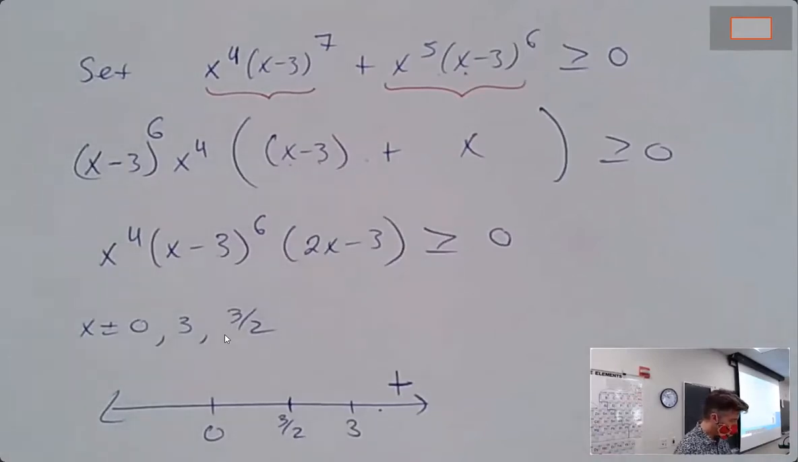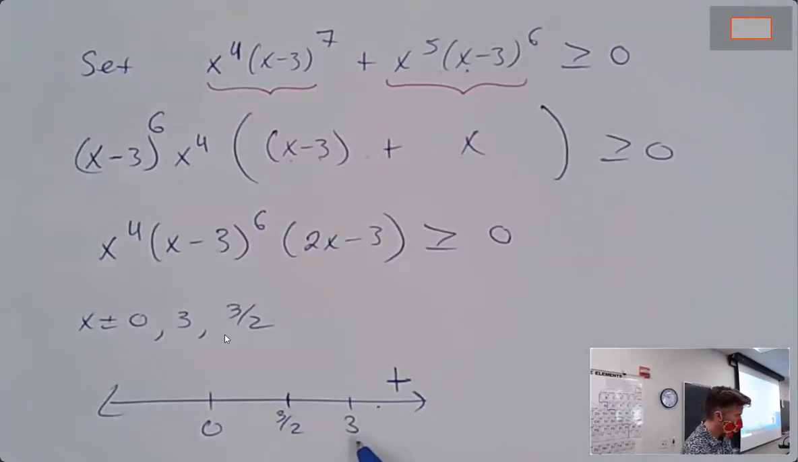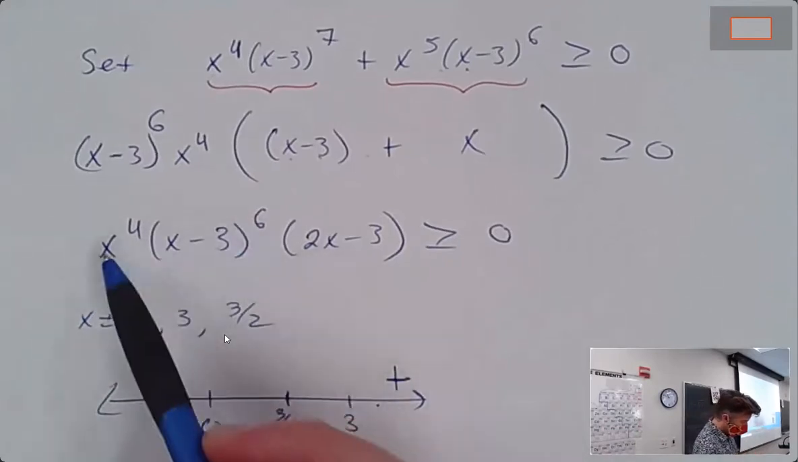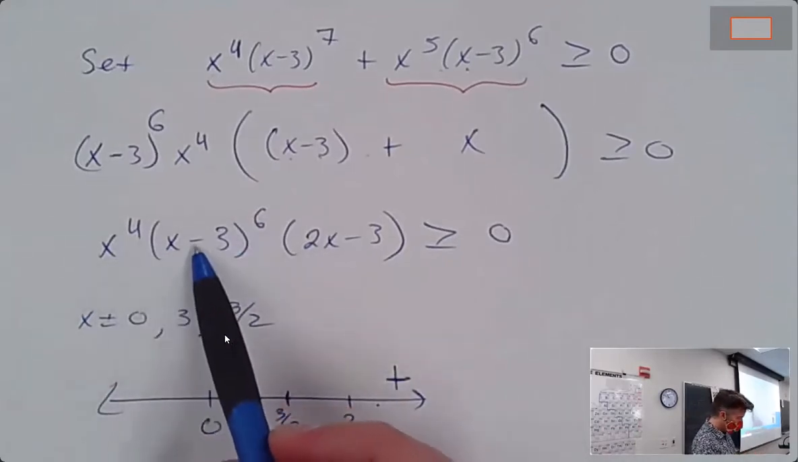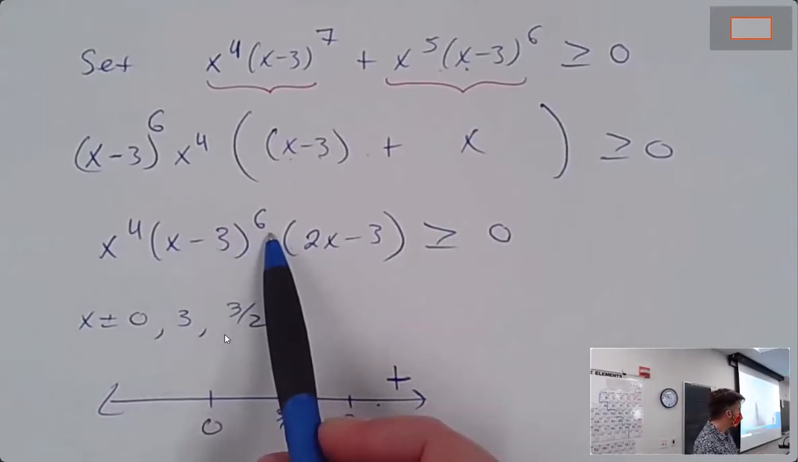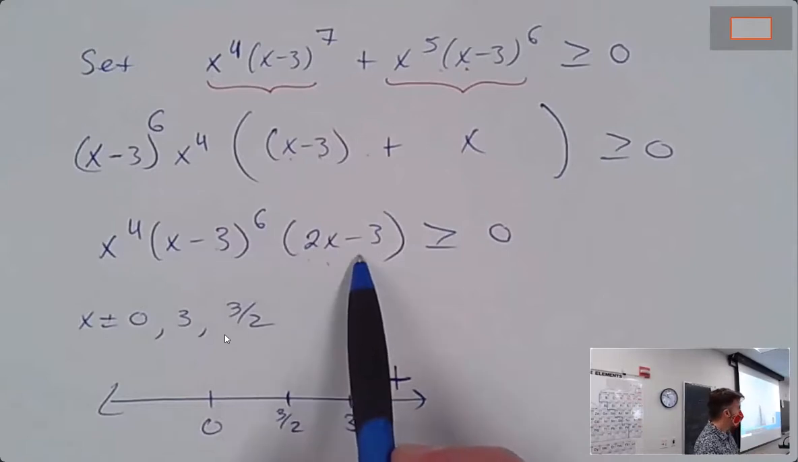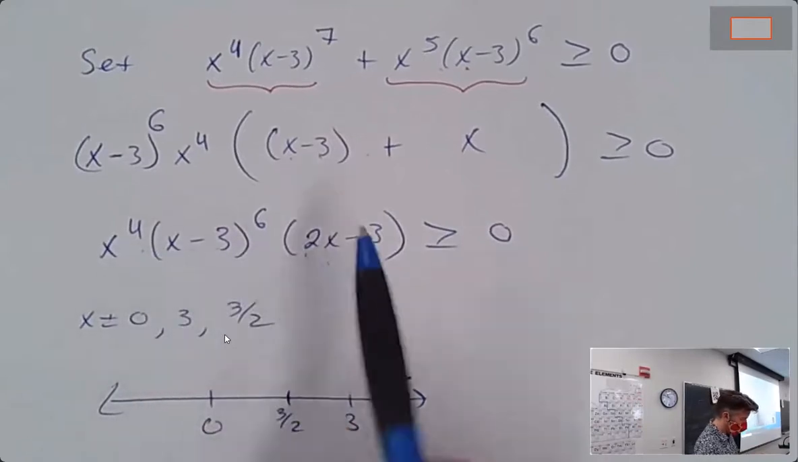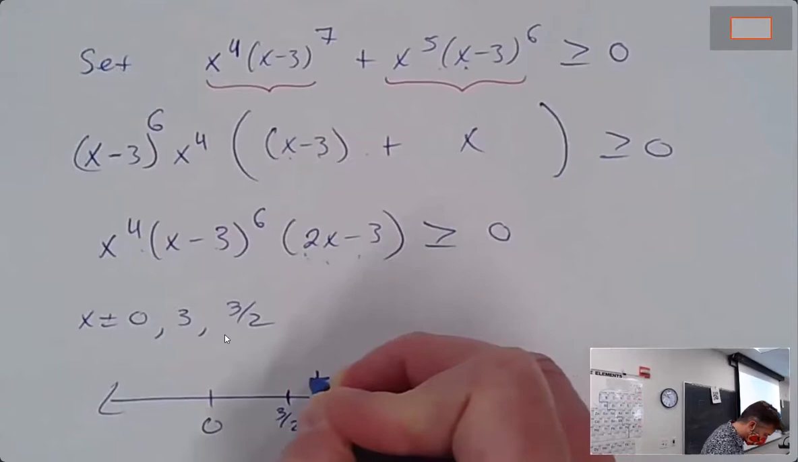Okay. Now, if we pick a number between 3/2 and 3, the best choice here is 2, right? There are other choices, but 2 is the obviously best choice because it's the easiest to pick. 2 to the 4th is positive. 2 minus 3 is negative, but a negative number to an even power is still positive. And 2 times 2 minus 3 is positive. So it's a positive times a positive times a positive, so it stays positive.